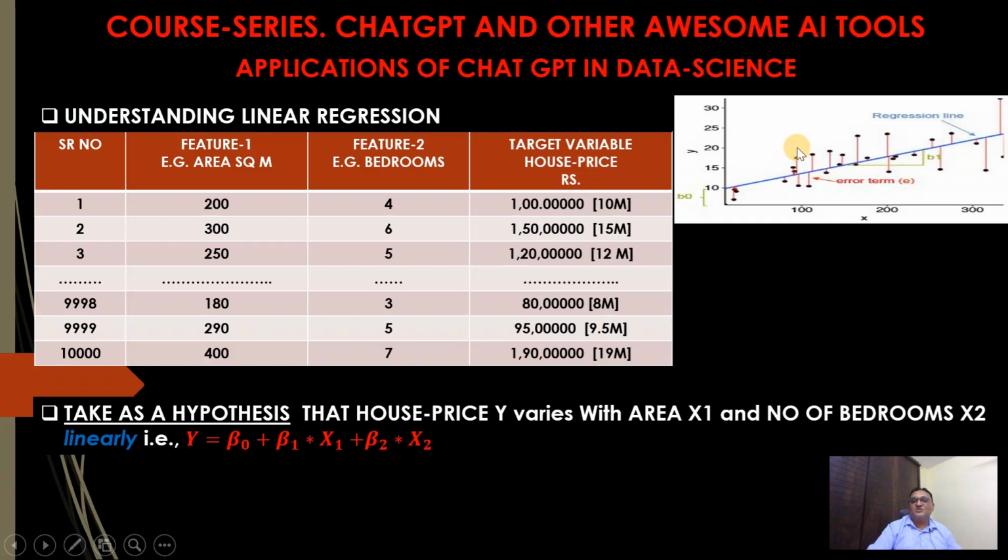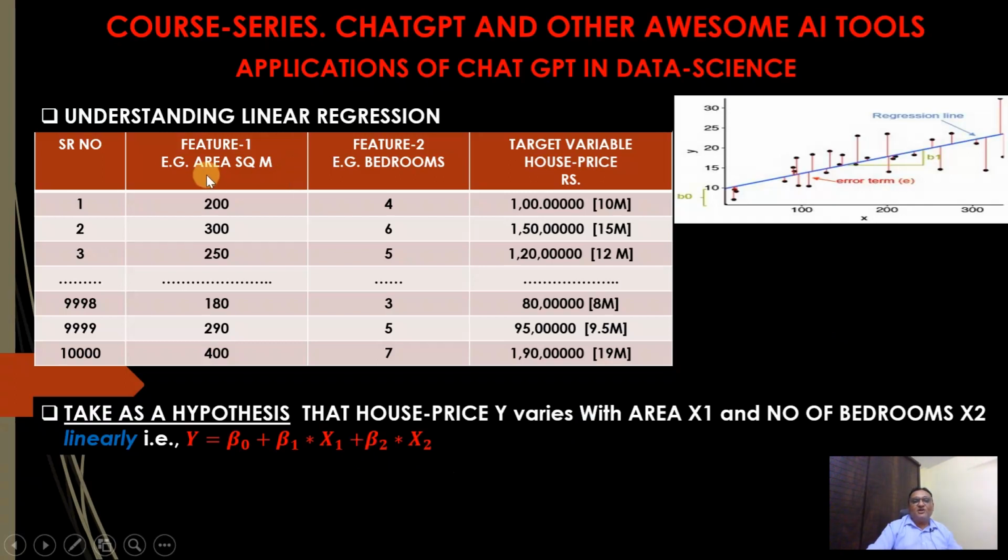But we should try to find some acceptable line of fit, so that at least the sum of square of these errors, each red segment, that is the error term, the difference between predicted value, blue on the line, and actual value, that is this red. So this line segment is the error. Then the sum of squares of all these errors should be minimum. Or in other words, accuracy is not 100%, but it should be maximum.